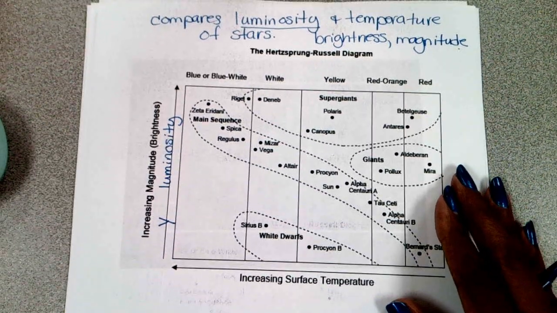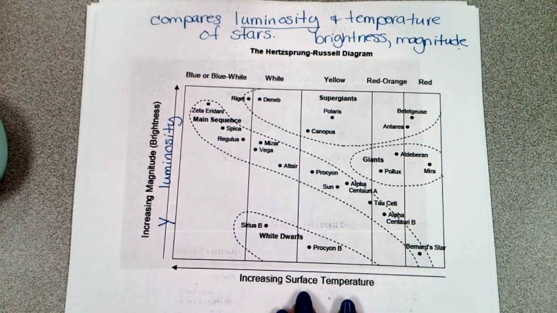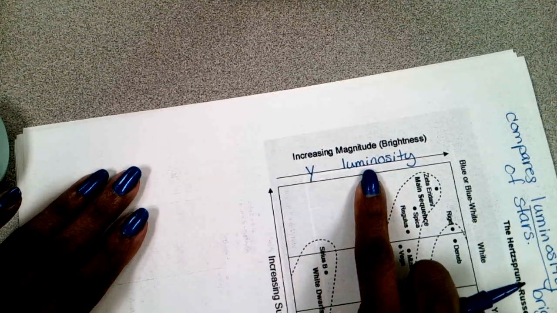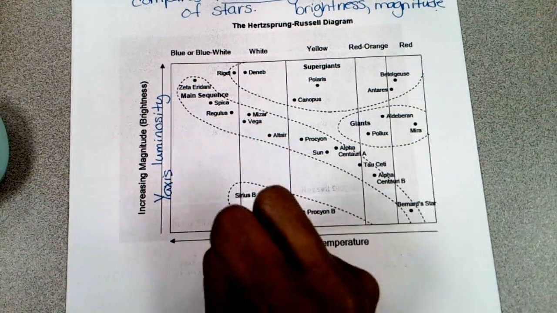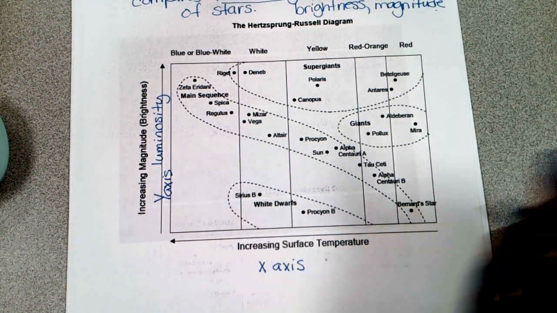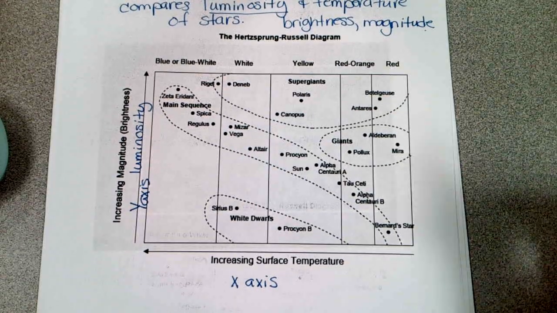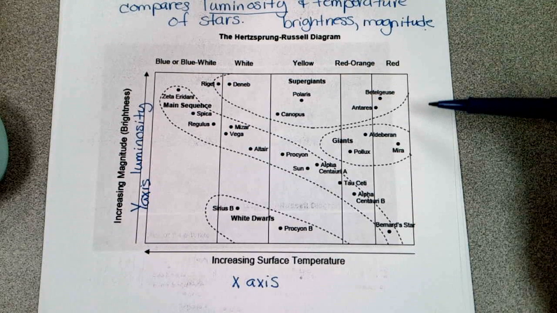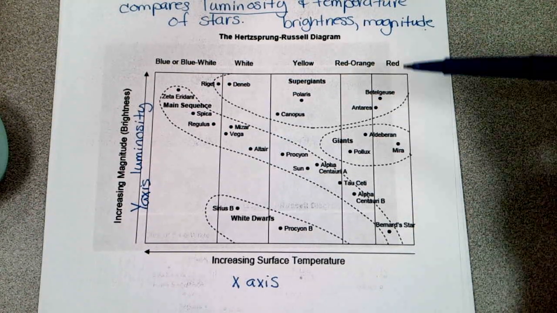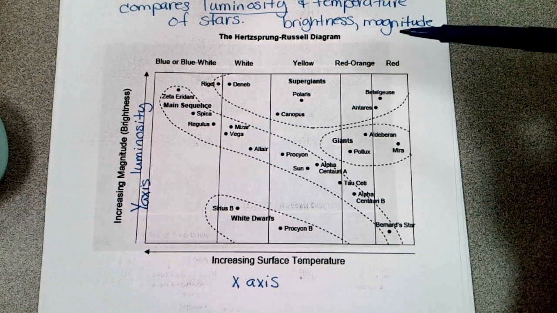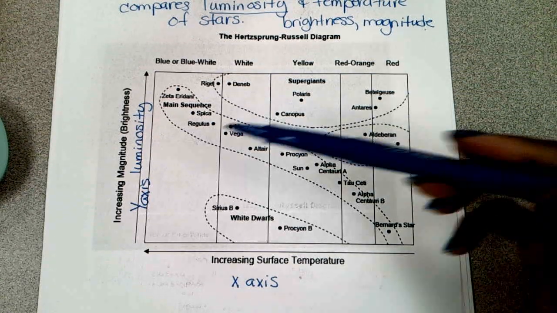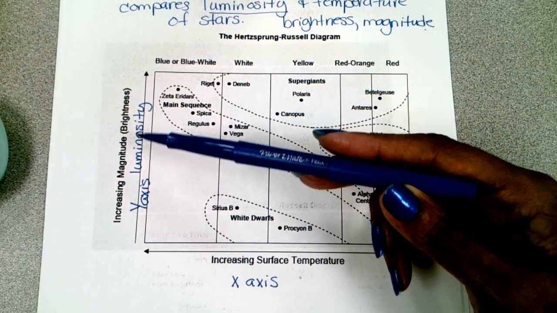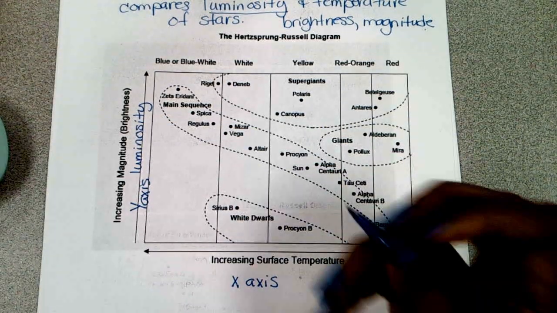Now, which brings me to another point on your HR diagrams. Your y-axis is always going to be luminosity, brightness, or magnitude. Your x-axis is always going to be temperature. Now, as we will see when we look at a couple of different types of HR diagrams, your luminosity might be listed on this side, and your temperature might be at the top here. Either way, your y-axis will always be magnitude, luminosity, or brightness, and your x-axis will always be temperature.